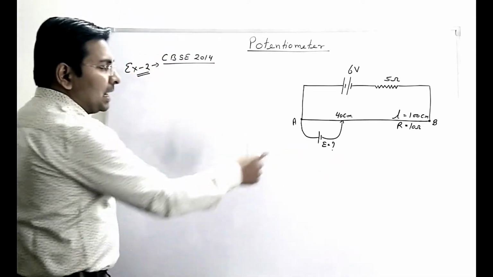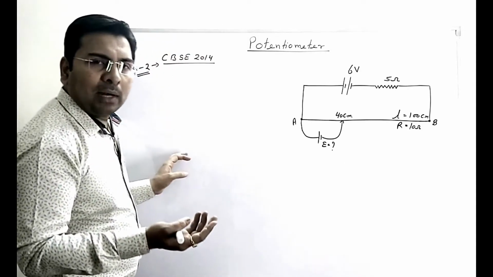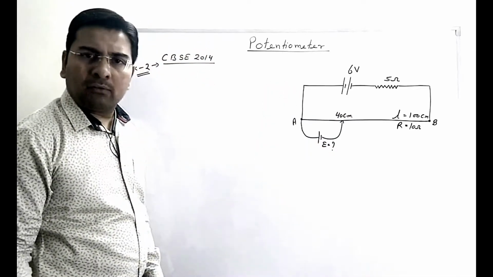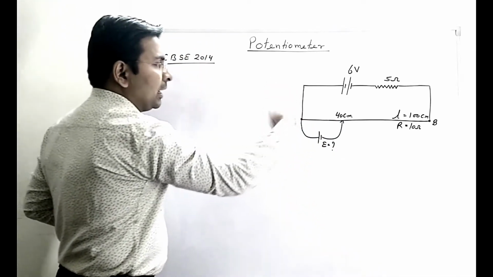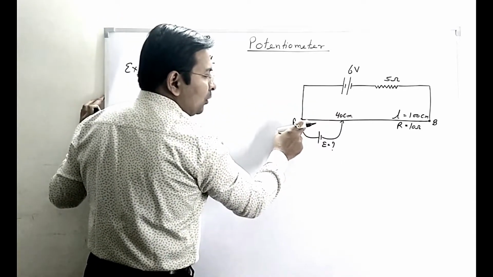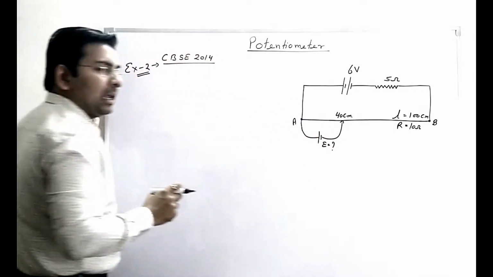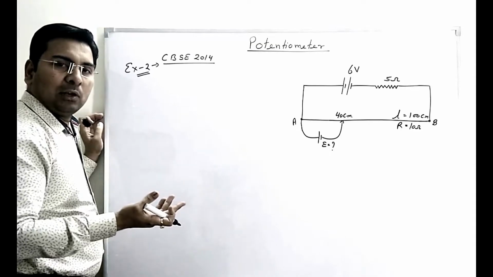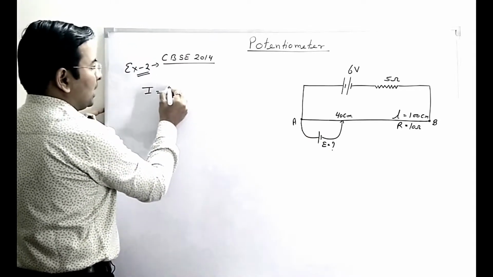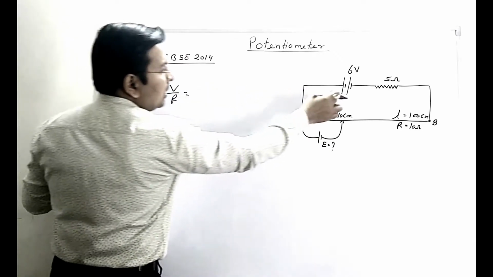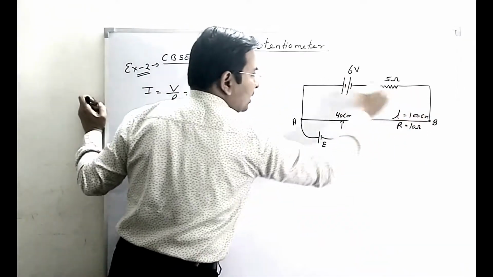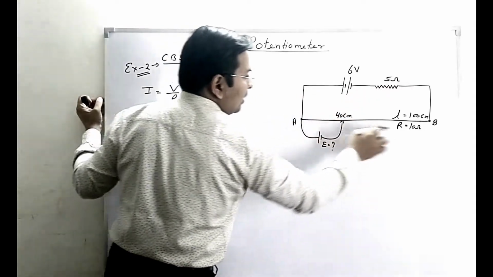To calculate the EMF we will use the formula E equals KL. If we get K, since L is known, we can find the value of E here. To find K we are doing some calculation. Listen here. First of all, we will calculate the potential drop along the wire AB, and with the help of that we can calculate the value of K. For that, first of all, the current flowing through the wire AB is given by I equals V upon R. V, 6 volt, is applied, and in this circuit the total resistance is 5 plus 10.